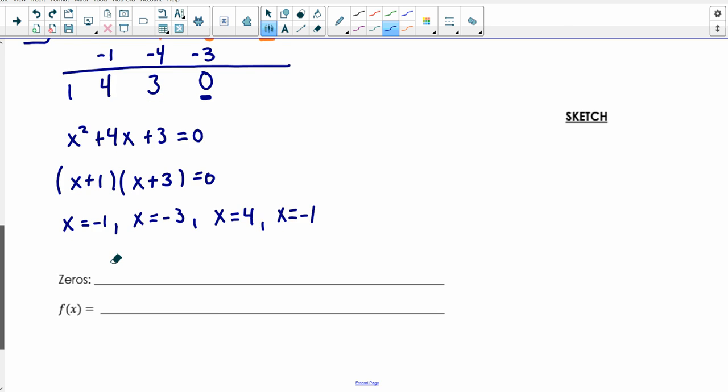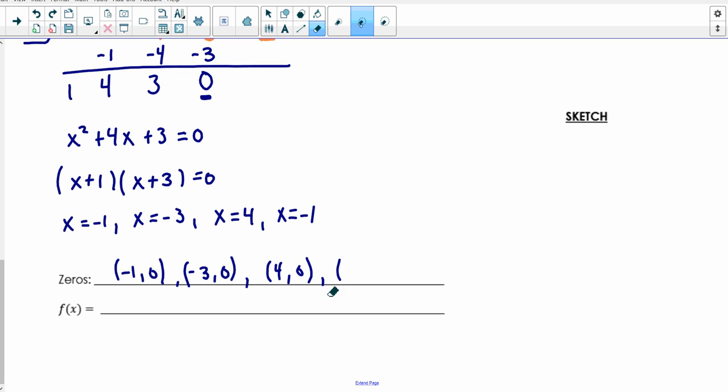Okay, so my zeros are negative 1, 0, negative 3, 0, 4, 0, and notice I get to this last one and I realize that I was about to write negative 1 again. I don't need to, and I shouldn't ever write them twice, but I am going to go back and I'm going to draw a line underneath this, or just box it. I'm going to box it because that means that that is a double, or it's going to bounce, so it's twice, so I need to make sure that I include that in my sketch.